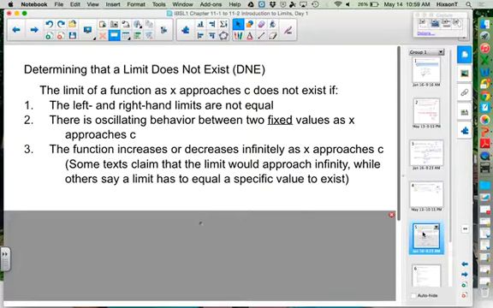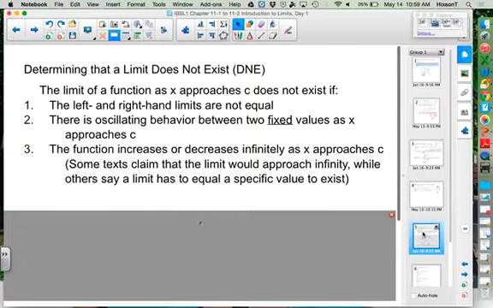Because depending on who you have in college or what book you're reading, it'll either be called "does not exist" or they'll actually give it a value. And we'll talk about that later. Okay? Let's look at this. There's three ways to determine that a limit does not exist.